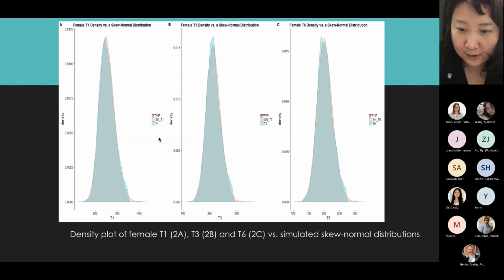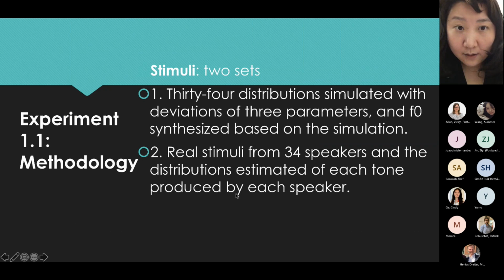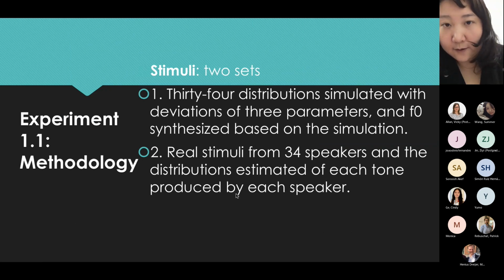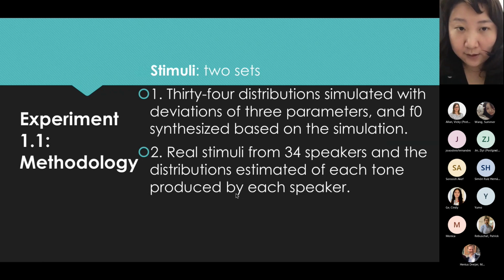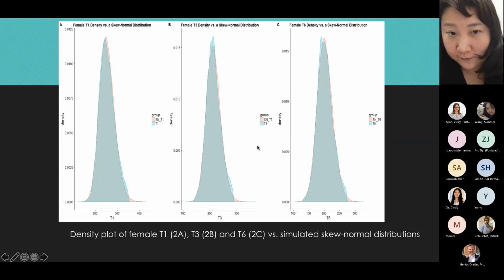So when we fit the data, we then created 2 sets of stimuli, because we have some knowledge about the distributions based on the corpus, right? Remember that we fit all the tones here. So we have some knowledge about the location, the scale, and the shape.